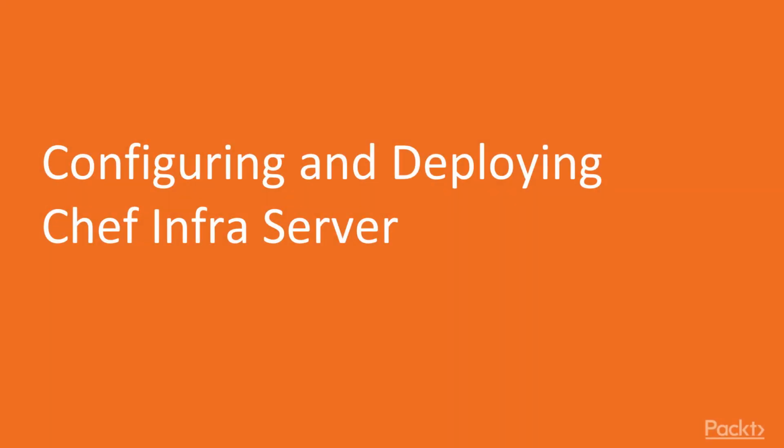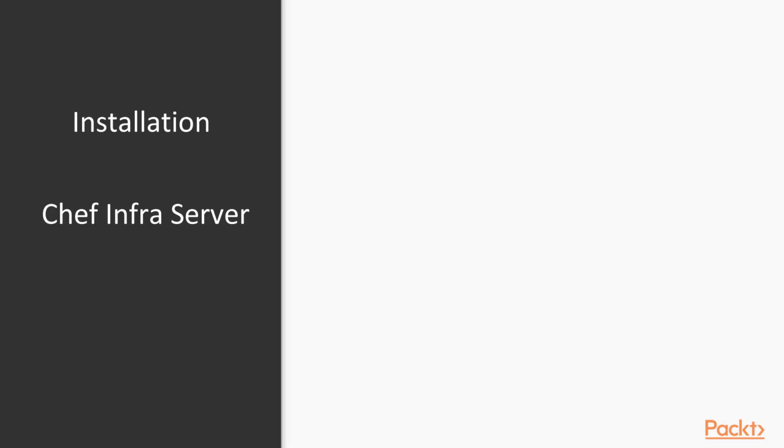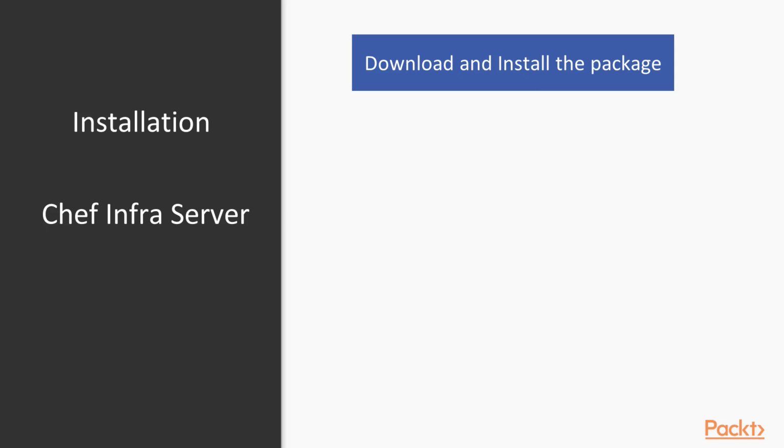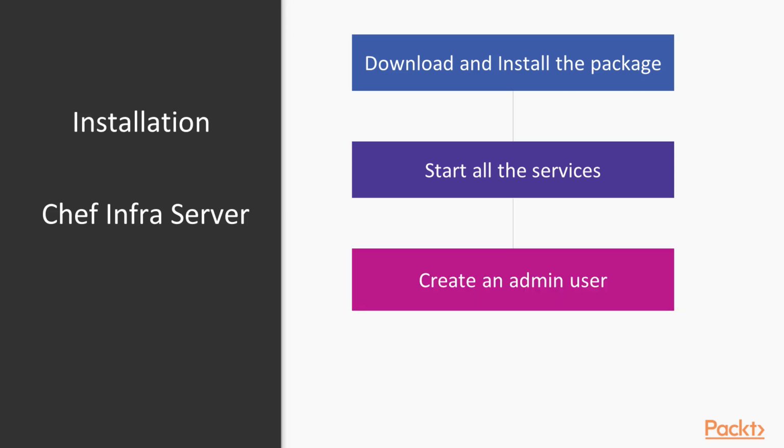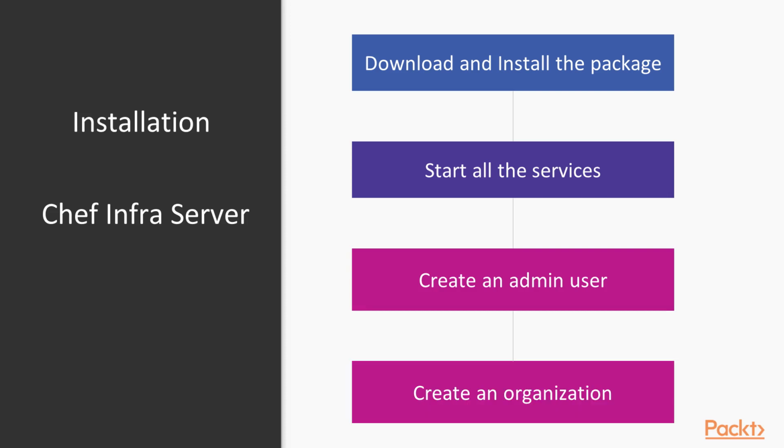In this video, we will learn how to deploy and configure a Chef Infra server. To start with, we will download and install the Chef Infra server package, configure the machine, and start all the services related to Chef Infra server. We will check the status of all the services and then go ahead and create an admin user. We will also create an organization and associate the user to the organization.